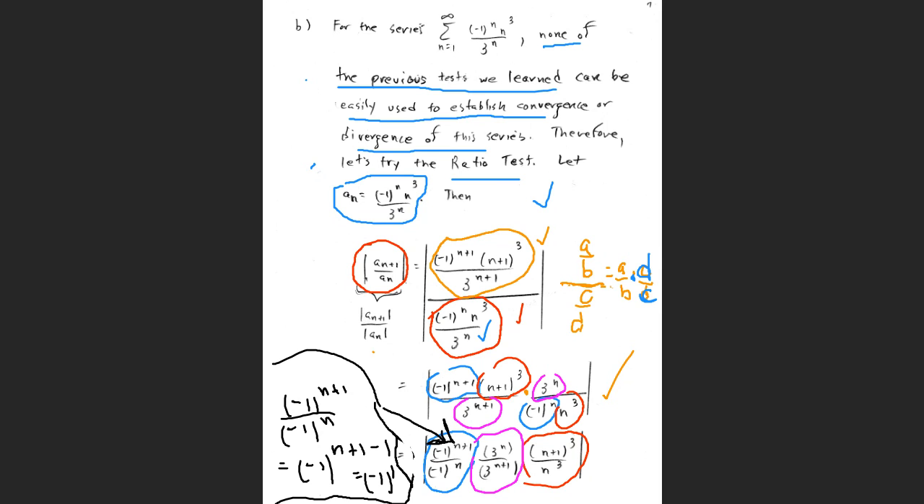Let's take a look at 3 to the nth over 3 to the n plus 1. Okay, that's going to equal 1/3. Okay, that equals 1/3. Please let me know if you're comfortable with what I'm doing here.